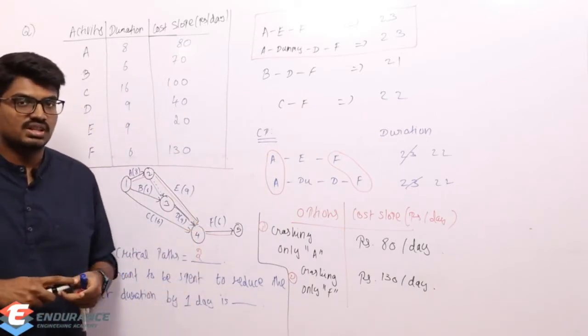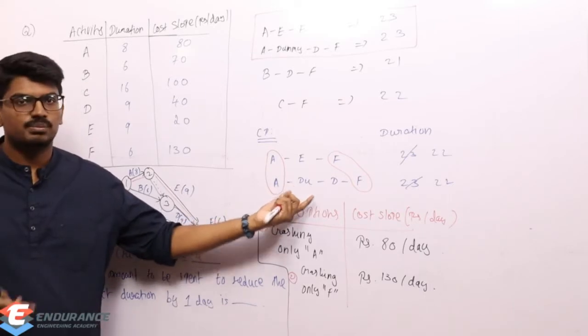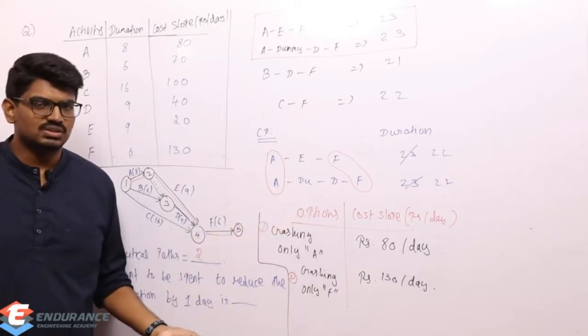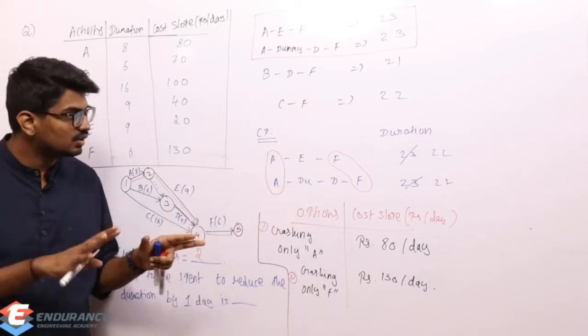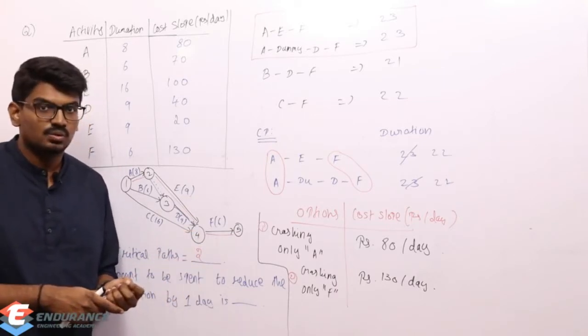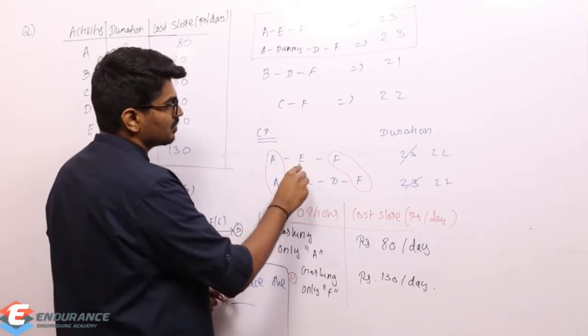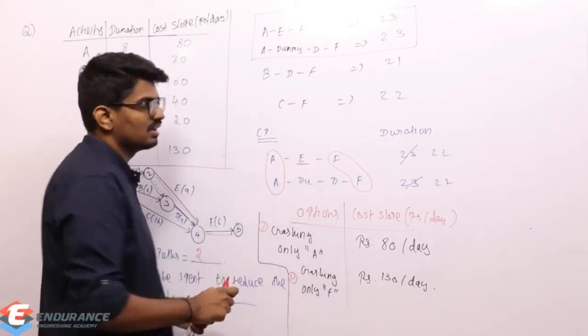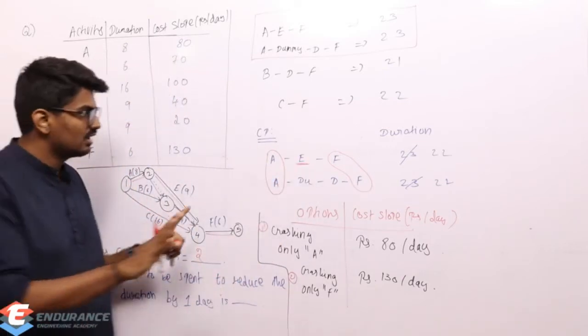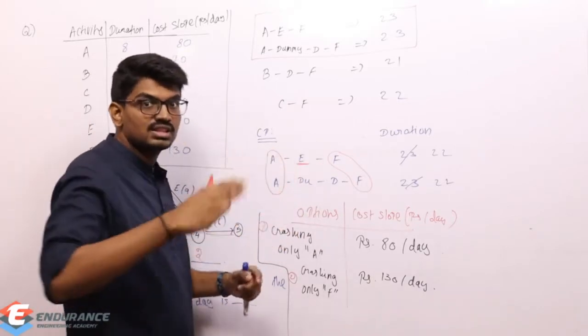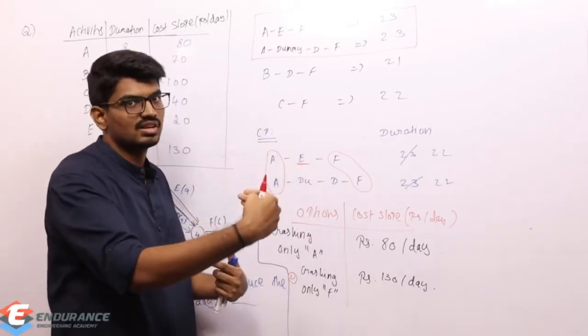Now what are the other possibilities? You cannot do anything with respect to dummy because dummy doesn't consume any resources. Other two options which are available to me, what I can do. What if I crash E? Okay, if I crash E by 1 day, listen carefully. I'm not touching A, I'm not touching F. This is the third option which is available for me.